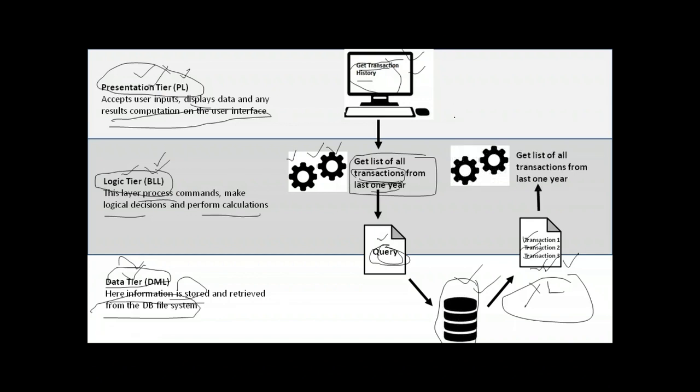Finally, the data will be sent back to the logic layer. The business logic layer, or logic tier, will receive all that data. It will format it, massage it, and put it in a way that you can understand. And finally, it will send that response back to the presentation layer saying, iPhone $500 bought on 29th July, keyboard $20 bought on 3rd July, USB port $35 bought on 2nd July. So you'll be able to display it.